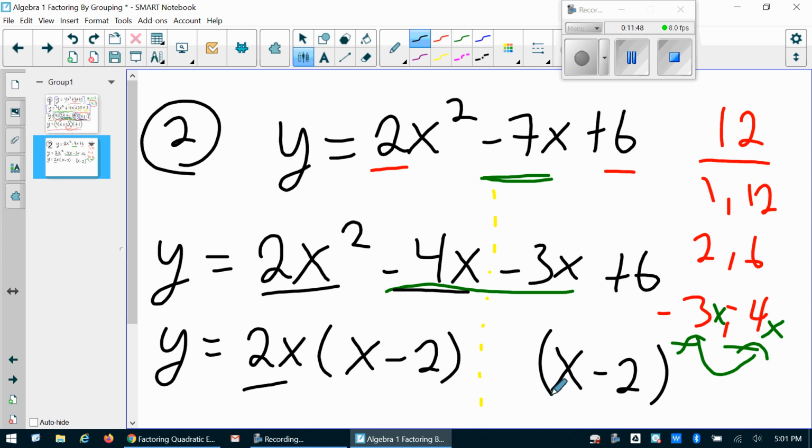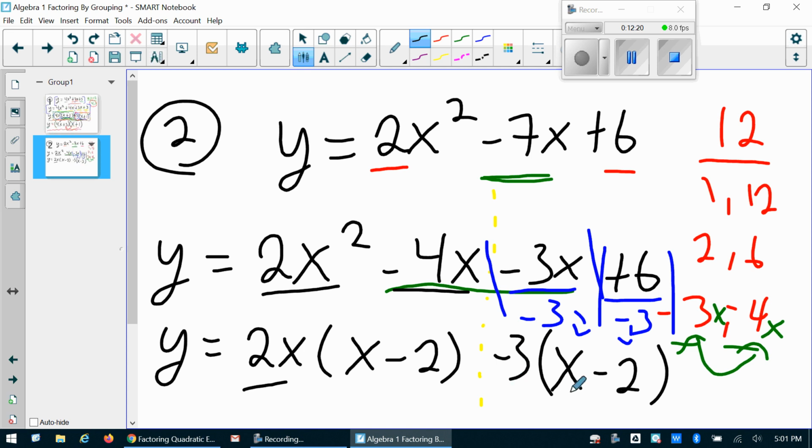This is where it gets a little bit tricky. To make this x minus 2 show up, I have to divide by negative 3. Because negative 3x over negative 3 is positive 1x, if you incorporate that x. And then 6 divided by negative 3 is this negative 2. Okay? So that's why that negative 3 should show up there.